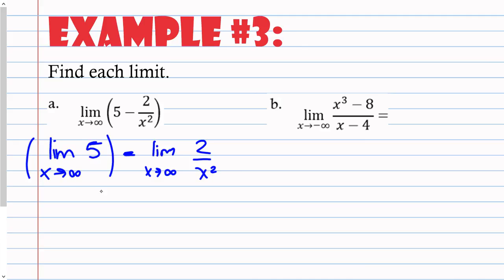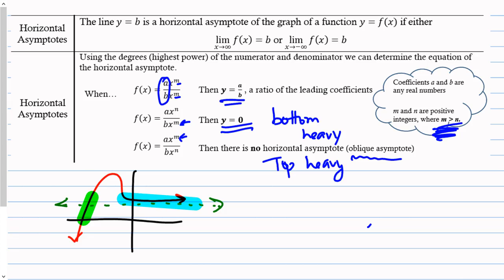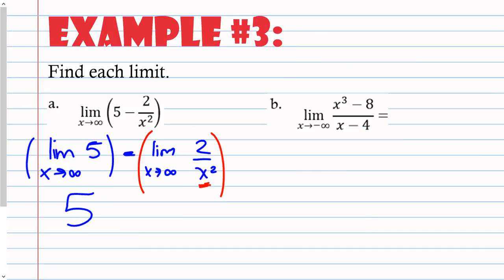If I do the front part, the limit as x approaches infinity. I have nothing to plug the infinity into, therefore it is just 5. But for the latter part here, I can use my horizontal asymptotes. This is bottom heavy, right? And all you gotta do is look up on your paper. But when it's bottom heavy, oh yeah, 0. So this is 0.